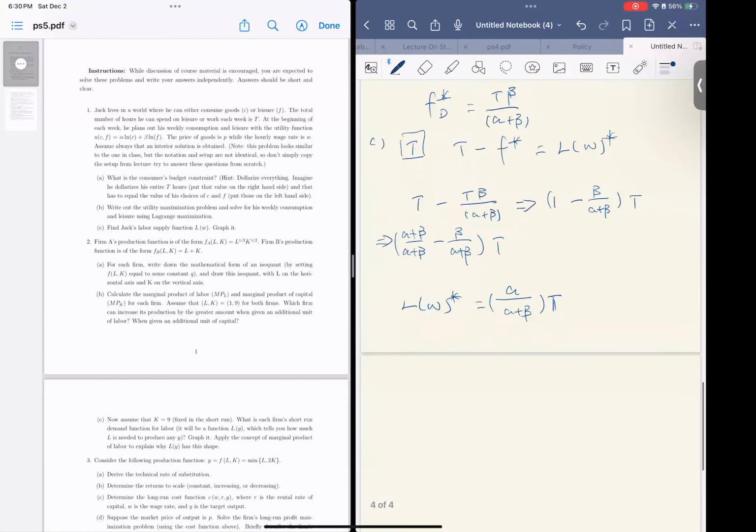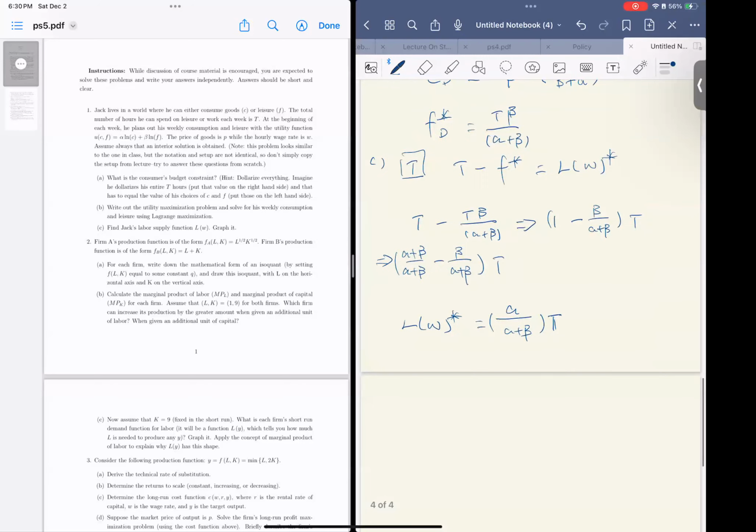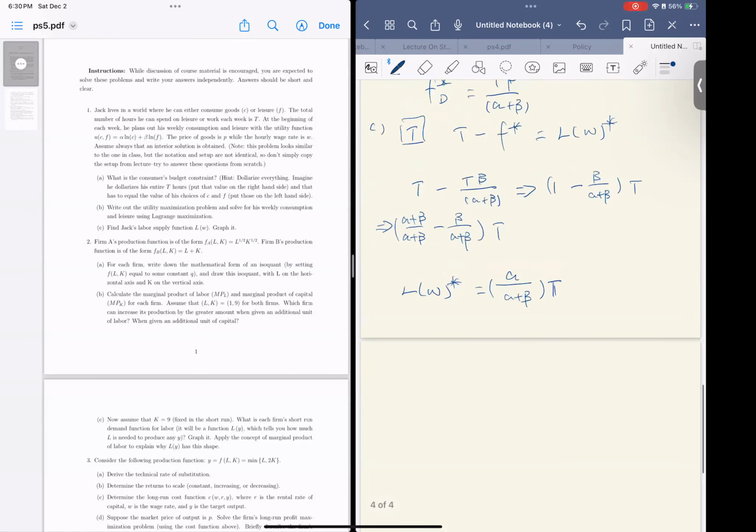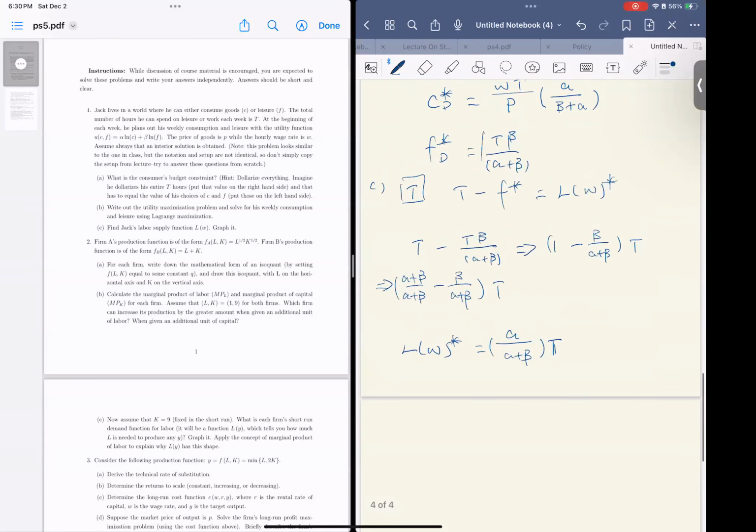Okay. So since our decision of leisure does not depend on wage, right? So we cannot find any wage there.